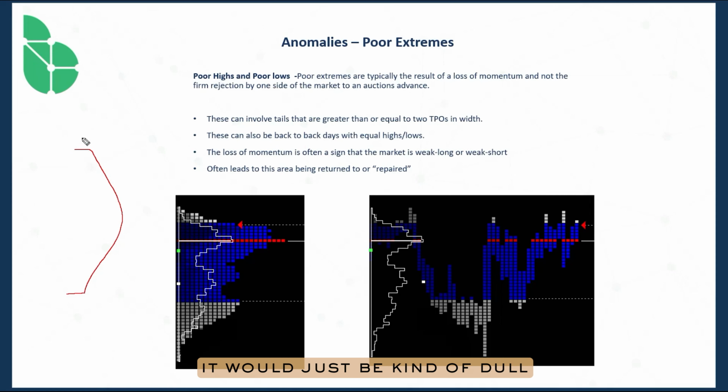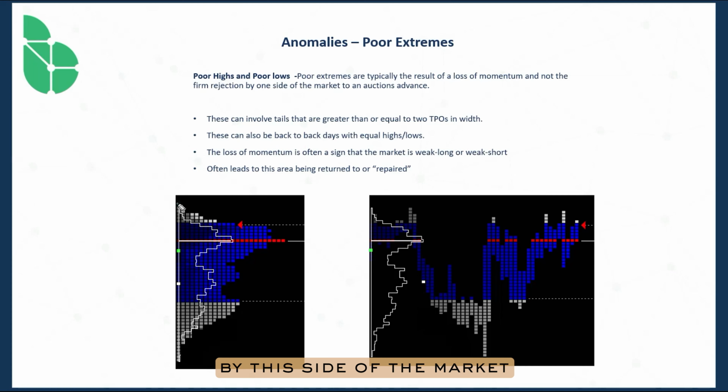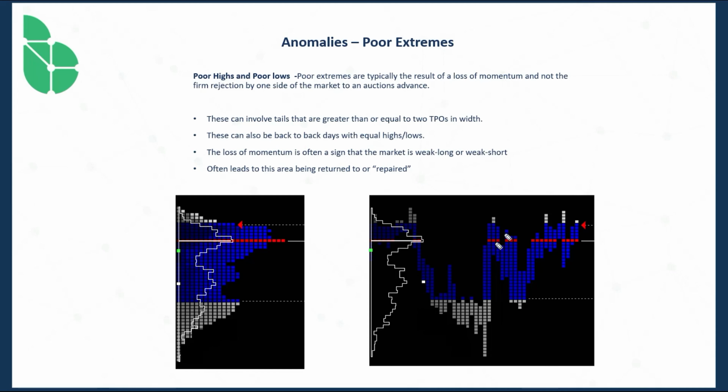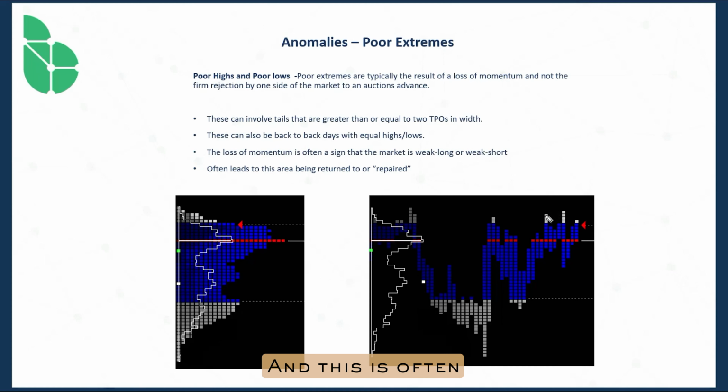And again, it would just be kind of dull at the extremes. So this is a sharp extreme, this is a dull extreme, not showing any kind of clear responsiveness by this side of the market. This often is due to a loss of momentum. In this case, it's a weak move up, and we'll typically see that the market will pull back and eventually return to this area to complete this area. This is often referred to as being repaired.